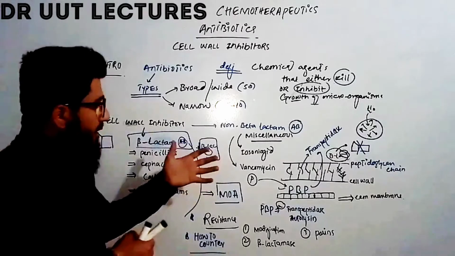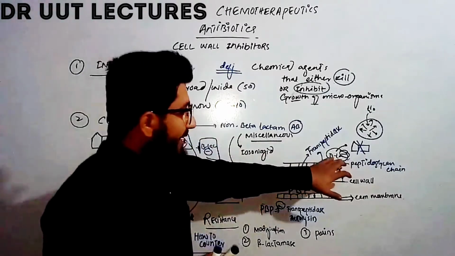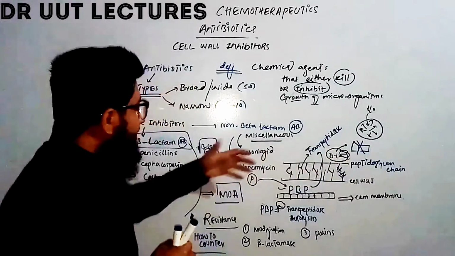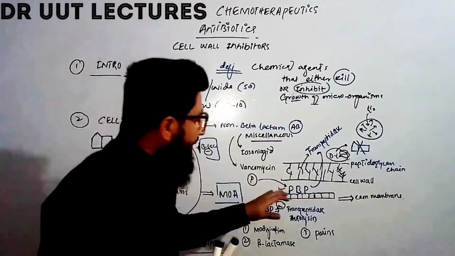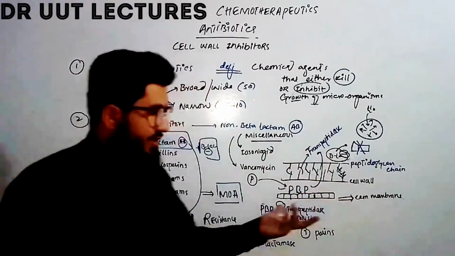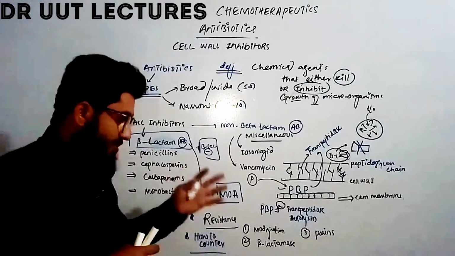How? First of all, when we give the beta-lactamase inhibitor, it will inhibit the beta-lactamase enzyme. If the enzyme is inhibited, then the path is free for the beta-lactam to go and bind to the penicillin binding protein and show its mechanism. That's it, very simple. So like this, we can counter the resistance of some of the bacteria.